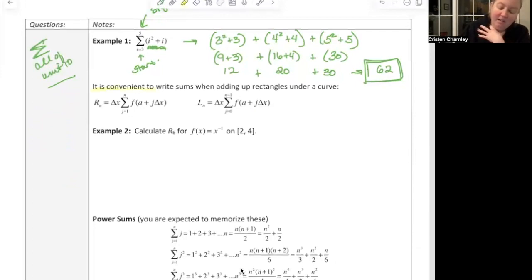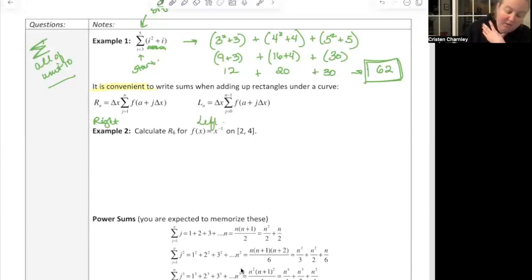Now, I find this statement debatable, but we'll go with it. It is convenient to write sums when adding up rectangles under a curve. So instead of writing out every single individual rectangle, they're suggesting that we can use the summation notation to write a formula to add up all the areas of all the rectangles that approximate the area under a curve. We have two versions for this. R sub n, this means right, and L means left. We haven't really talked about right versus left.